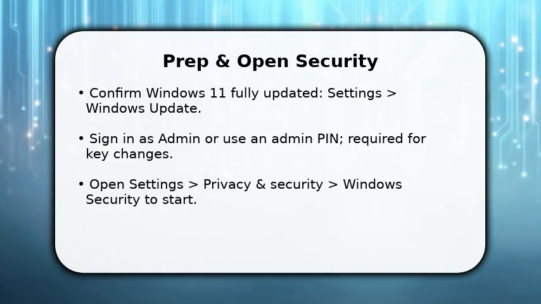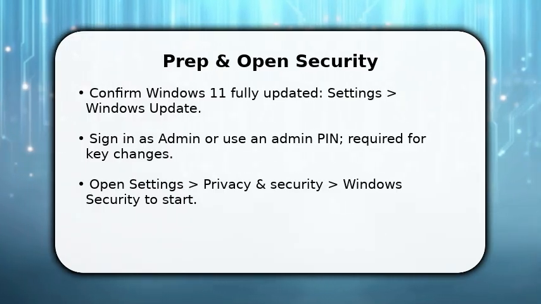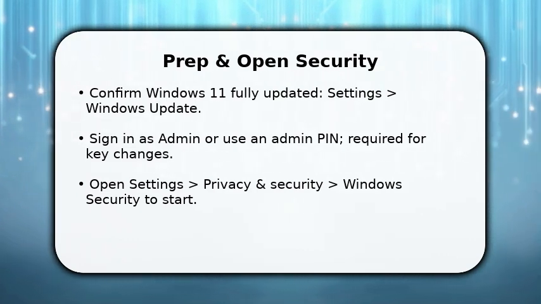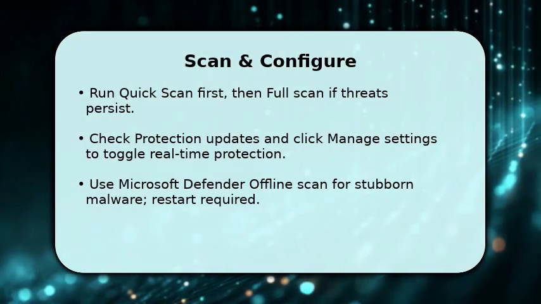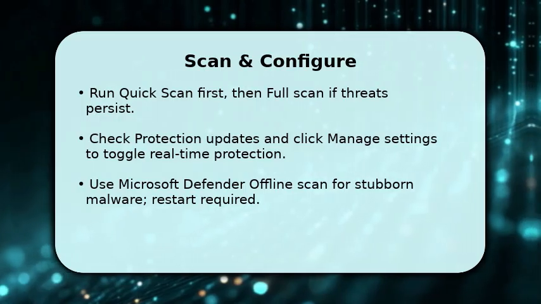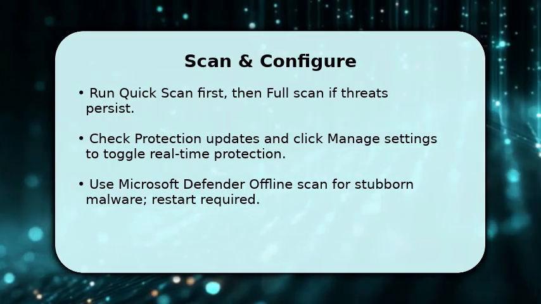Now click Virus and Threat Protection to view current status, recent scan results, and the quick actions you'll use next. You'll run a quick scan immediately to catch common threats. If anything shows up, follow prompts to quarantine or remove. While scans run, check virus and threat protection updates and install the latest definitions so detection is accurate.